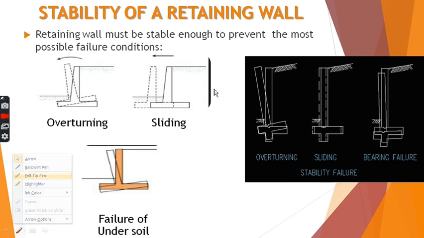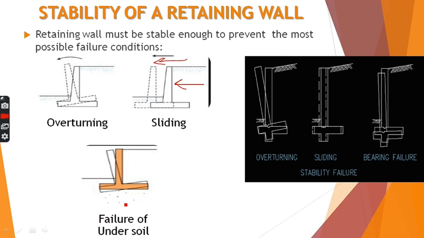Due to lateral pressure, the wall can slide in this particular direction. This is the original retaining wall and it can slide to this position due to the lateral earth pressure. The third type of failure condition is if the soil beneath the retaining wall fails in any way. Normally the soil fails when its bearing capacity is less than the pressure acting on the soil. So these are the three cases of failure of a retaining wall.